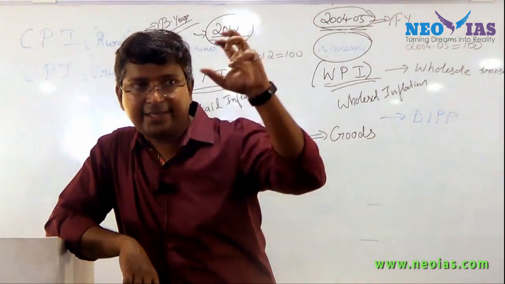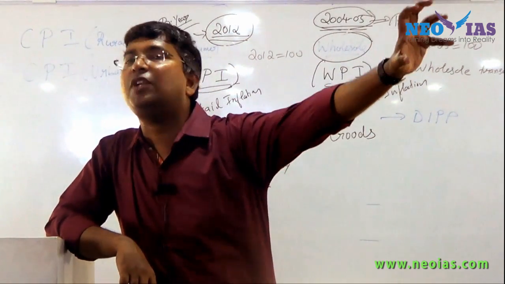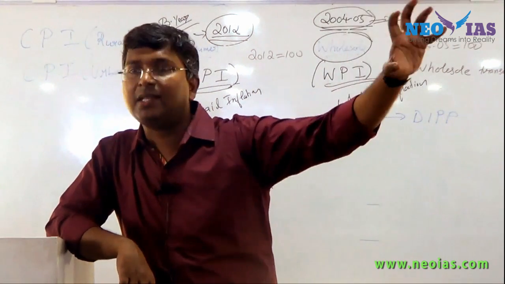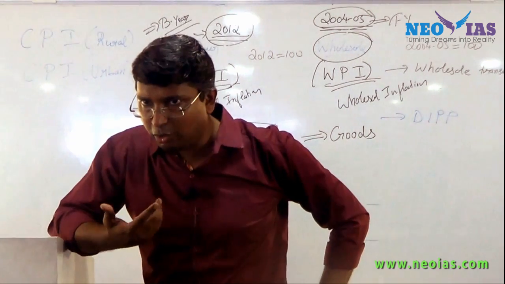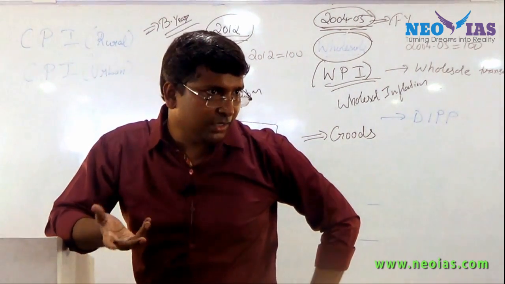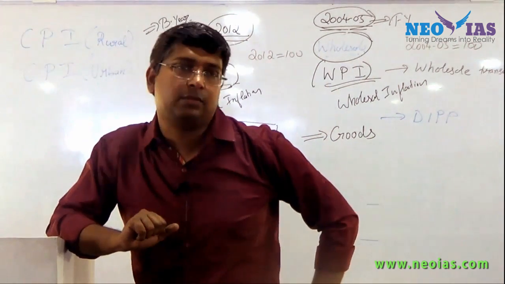RBI will set a target for a particular year. For this year, this is my inflation target. And to achieve that target, RBI will perform so many operations. Mainly, what all operations we have discussed under quantitative and qualitative measures, mainly quantitative measures under the credit control method.